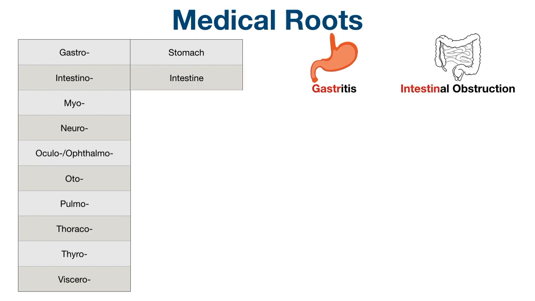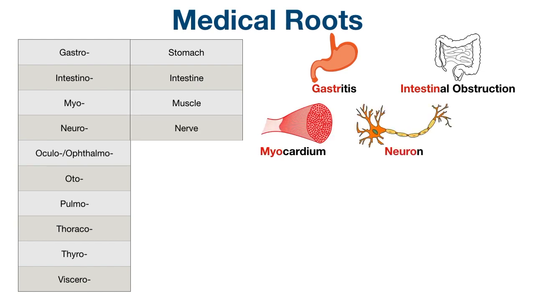Next we have intestino, which refers to the intestines. It's easy to remember because intestino and intestine sound the same. You can think of intestinal obstruction, which is a partial or complete blockage of the intestines. The next root is myo, which means muscle. For example, the myocardium is the muscular tissue of the heart. Neuro refers to nerves. For example, a neuron is a nerve cell, and neurons are specialized cells that transmit nerve impulses. Next we have oculo or ophthalmo, which both pertain to the eye.